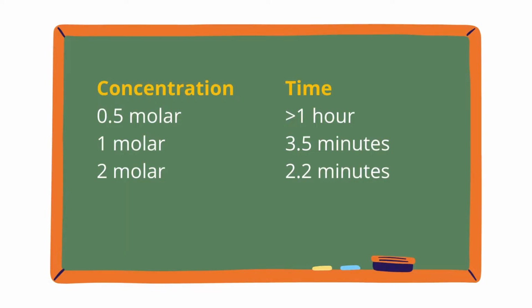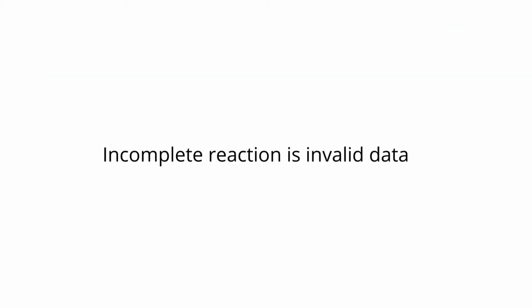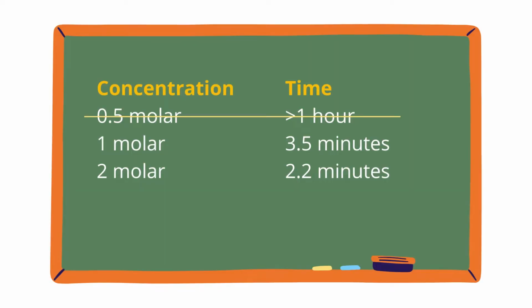The lowest concentration solution had not fully reacted after 1 hour. The magnesium fully reacted with the 1 molar acid in 3.5 minutes, and the magnesium had fully reacted with the 2 molar acid in 2.2 minutes. Given that the 0.5 molar solution did not produce a complete reaction, it is not valid to include that data point in the analysis. This only leaves 2 valid data points, which is not sufficient to fully describe the relationship between concentration and reaction time. It is only possible to see that increasing the concentration increases the speed of the reaction.